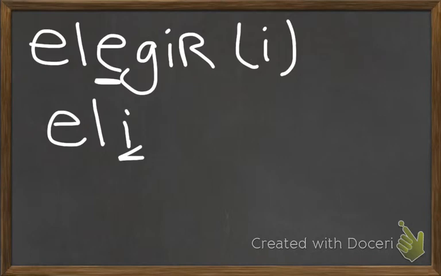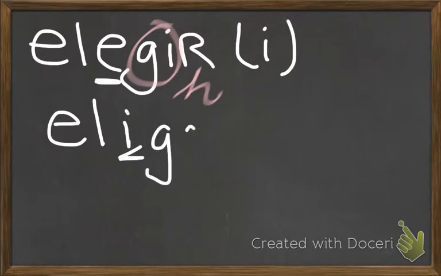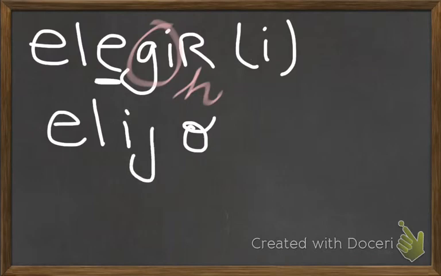Now, because the GI in elegir is a soft H sound, what would happen if I used the G from your stem and put the yo form with an O? I wouldn't have elijo, I would have eligo, right? Because the GO makes a different sound than the GI. So on this verb in the present tense, the yo form doesn't have a G, it has a jota.